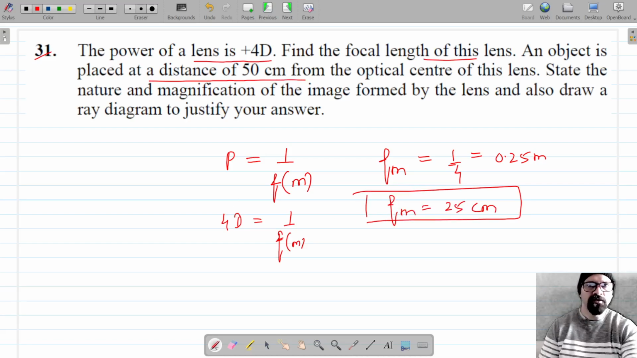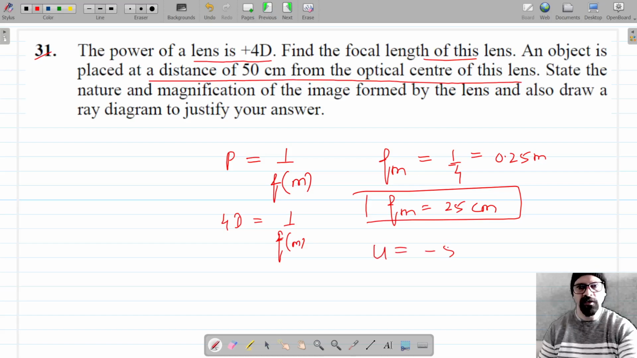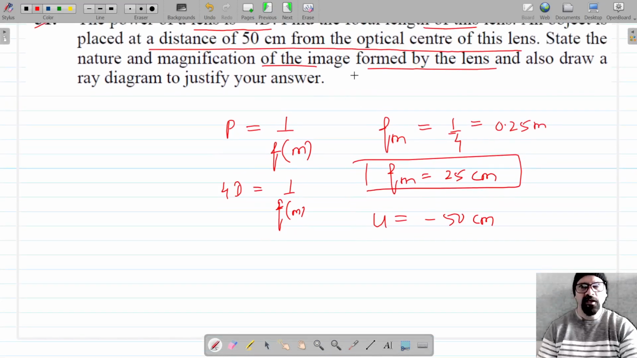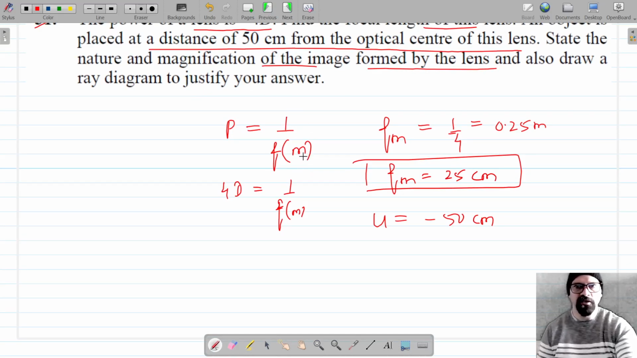Now an object is placed at a distance of 50 centimeter. So u is equal to negative 50 centimeter, and we have to state the nature and magnification of the image formed by the lens. Since u is negative 50, that means it's double the focal length. That means it's placed at the center of curvature, and we have to also draw a ray diagram.